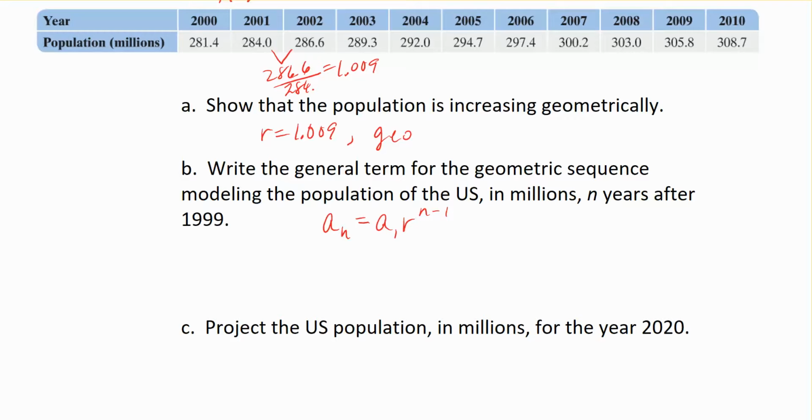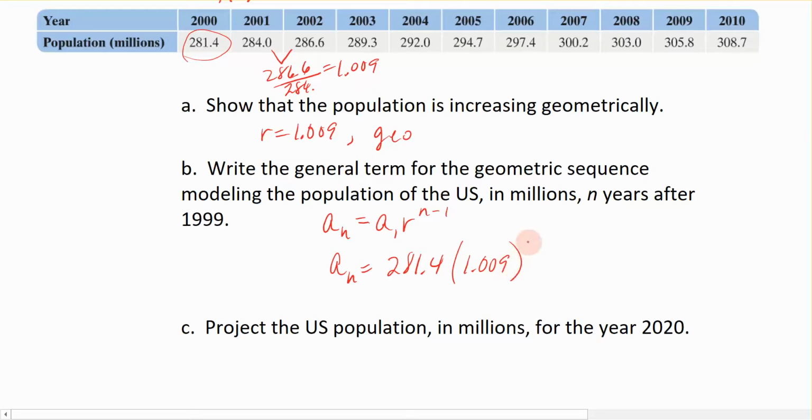Now the general term for this is simply going to be filling in these values. I know that a sub 1, where does this value start? It's going to start in years after 1999, so we're going to use this value up here. A sub 1 will be 281.4 million. We multiply that times what we already found r to be, which is 1.009, and we raise that to the n minus 1. That's the general term for this sequence.